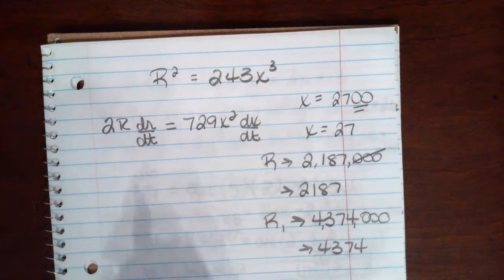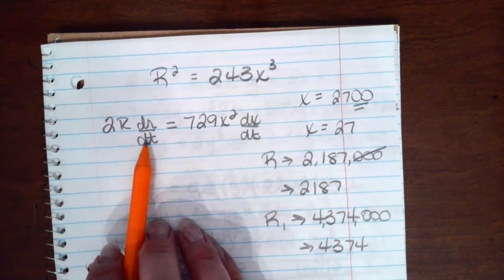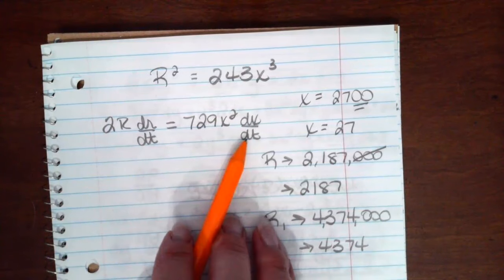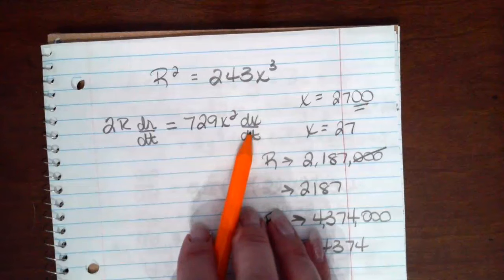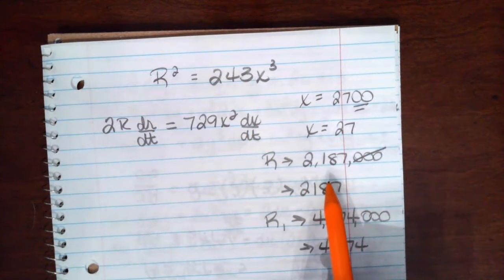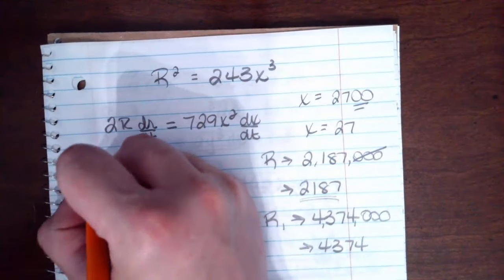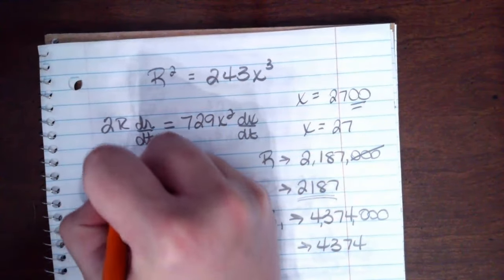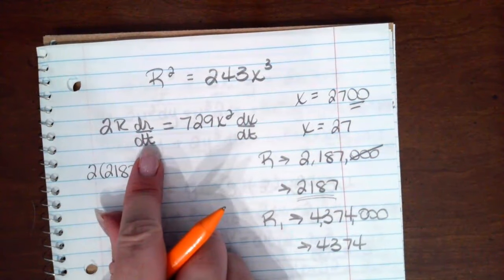Okay, so I need an r. I'm trying to find dr/dt because I'm trying to figure out how the rate is changing. No, I'm not. I'm looking for dx/dt because I'm trying to figure out how many employees need to change. So I need an r, I need a dr/dt, I need an x, and I'm going to find dx/dt. So do I know what r is? I do. It's 2187. So 2 times 2187 times dr/dt.